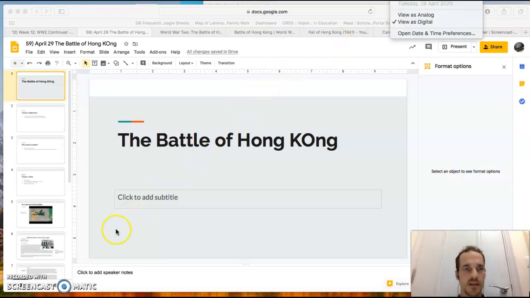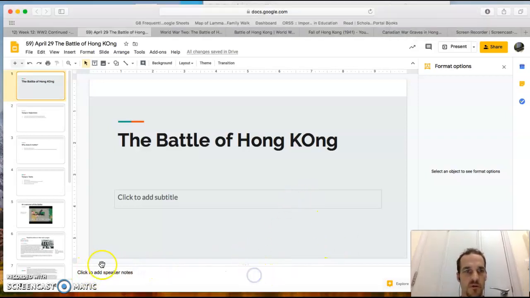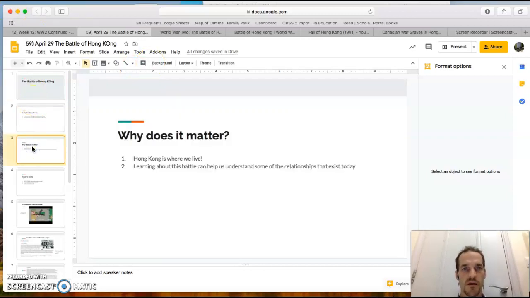So today it is April 29th, and we are going to talk about the Battle of Hong Kong, which is super cool. The reason we're doing this, I think it's really important. First of all, this is where we live. We live in Hong Kong, so it's good for you to know some of the history about what happened during World War II to the place that we live. Secondly, I think it can teach us something about the relationships that exist today between some of the countries involved. So you're going to have to think about that as we go through the lesson.